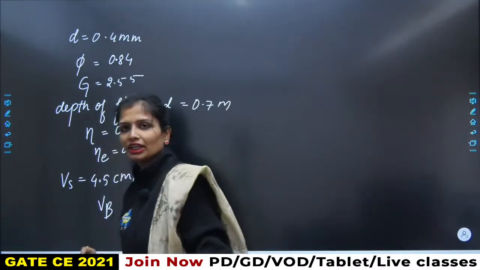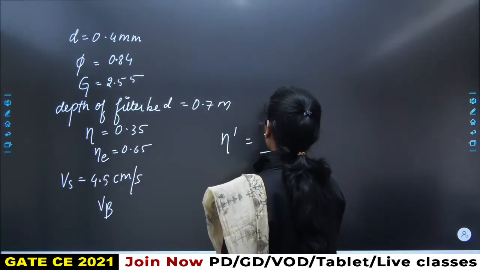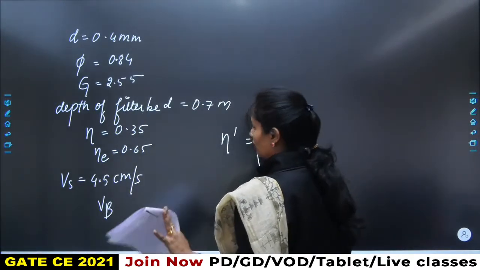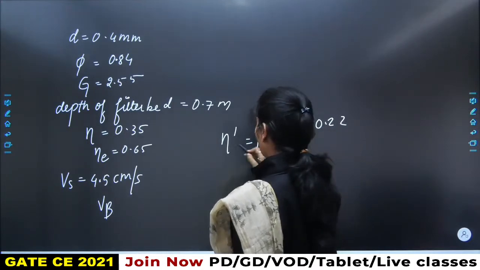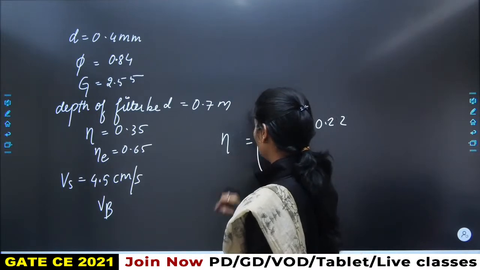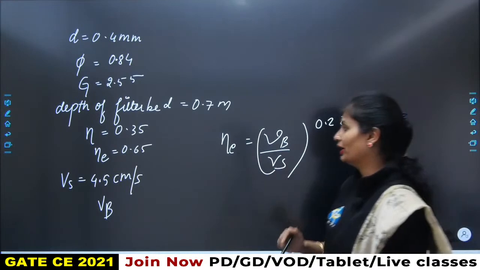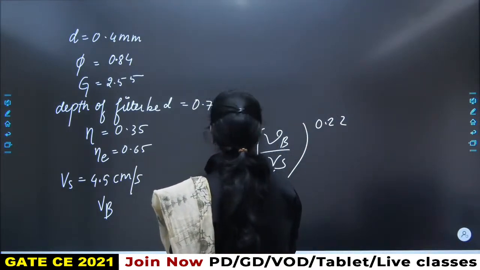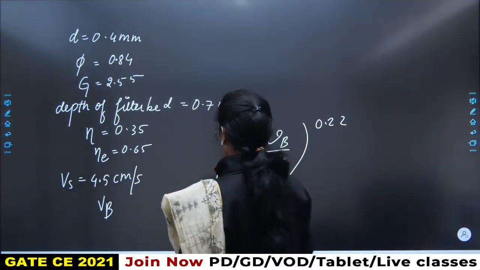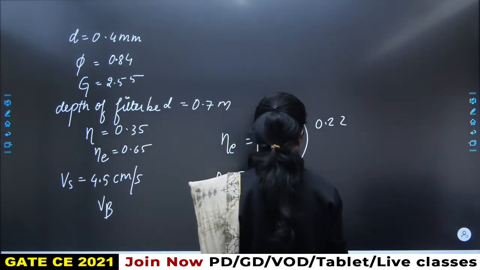So if you look here, they have asked you regarding the backwash velocity. When they ask regarding backwash velocity, there is a simple formula: Vb upon Vs equals n dash to the power 0.22. Since I have mentioned it, I will take n dash as the expanded porosity in this format. So this is 0.65. Vb you have to calculate, Vs is 4.5 centimeters per second.